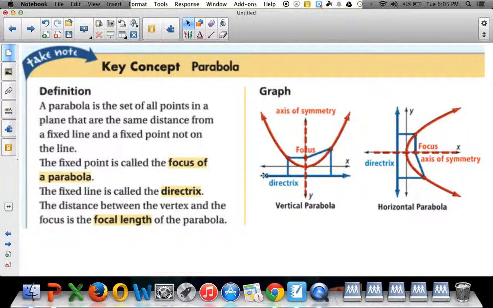The vertex is the same distance from the focus as it is from the directrix. The directrix is on the opposite side of the vertex as the focus. The distance between the vertex and the focus is the focal length of the parabola.